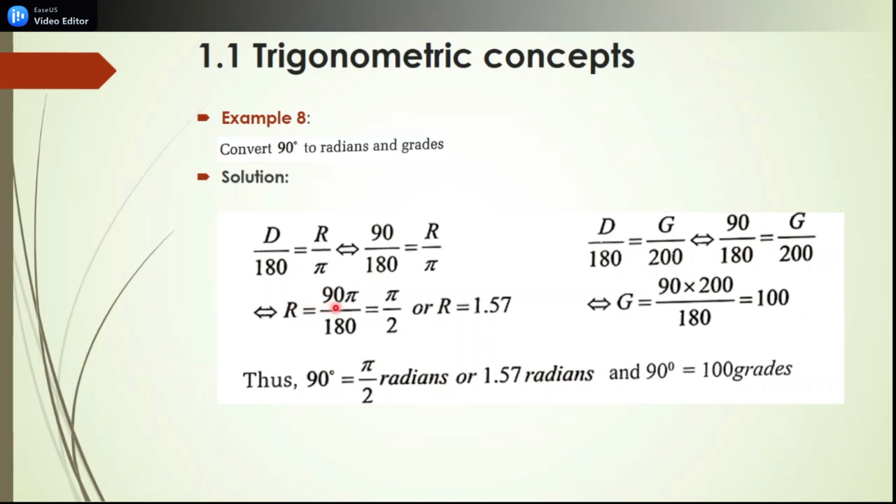r is equal to 90 times pi over 180. We know the value of pi is equal to 3.14. When we divide 3.14 over 2, we will get radian, which is equal to 1.57.